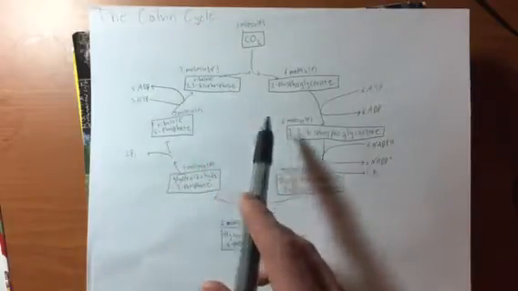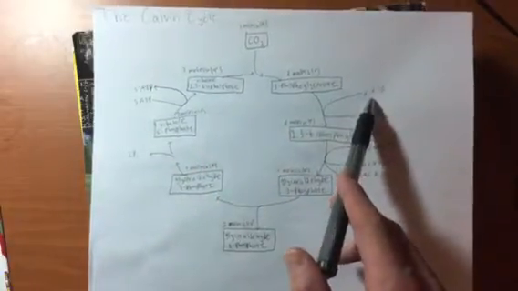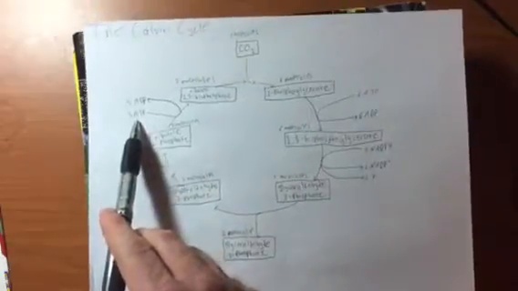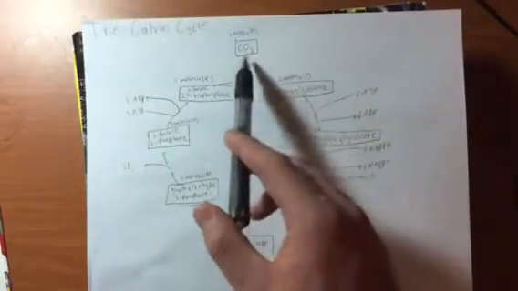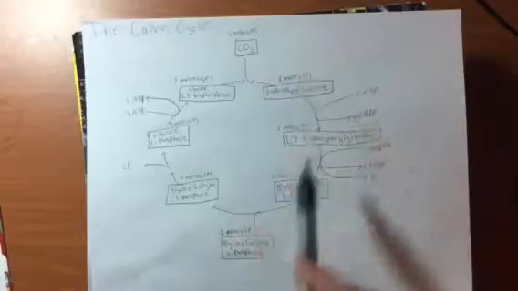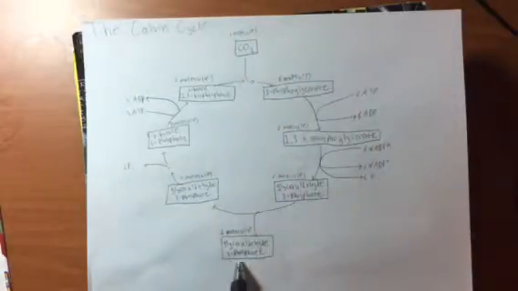In this overall process, it requires 6 ATP here, 3 ATP here, so 9 ATP in total to actually get from 3 molecules of CO2 to 1 molecule of glyceraldehyde 3-phosphate.